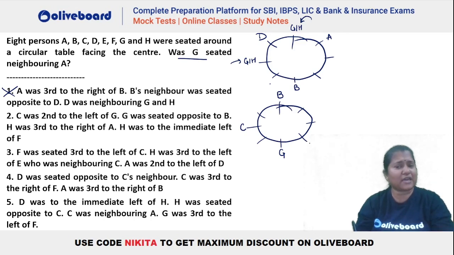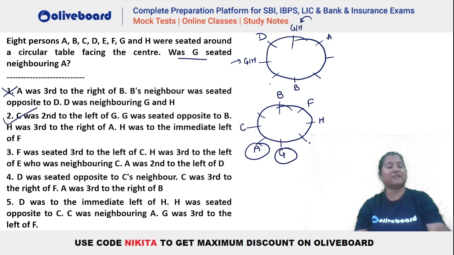So where should we have your H? Let's say if we take your H here, he has to be third to the right of A. So you can see 1, 2, 3, not possible. So let's say if we take your H at this position, again you can see he cannot be third to the right of somebody. The only possibility will be like this, that is H is third to the right of A and H is immediate left of F, right? So you can see this will be the situation here. Now the question is, is G seated neighboring A? So you are getting a definite yes here, isn't it? So that means using 2 alone, we can find a definite answer.